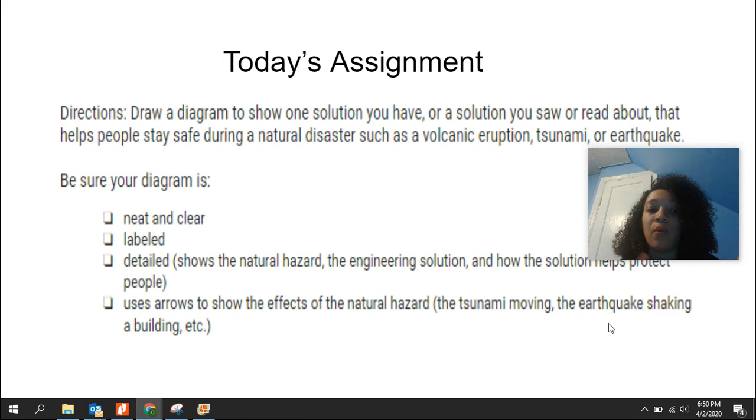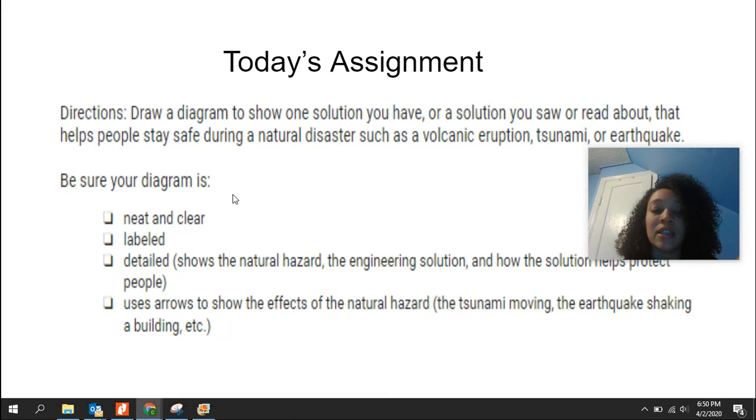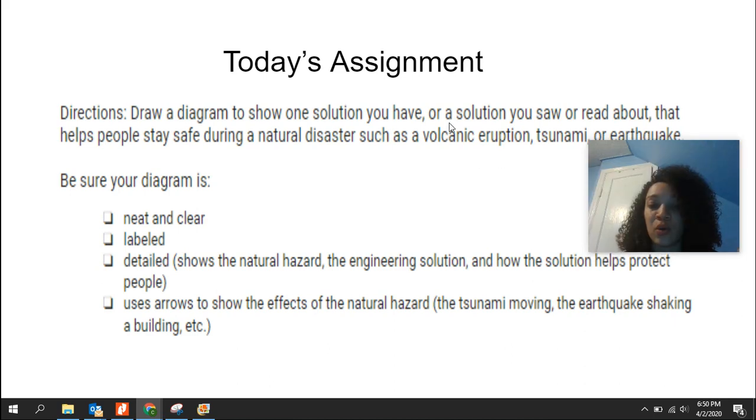It has our criteria for success right here: that it is neat and clear, that it is labeled, that it is detailed, which means, in parentheses right here, that it's showing the natural hazard. It's showing either the volcano erupting, a tsunami with this huge wave going into a town or a city, or an earthquake and how it's affecting that town or city, right? So it's showing the natural hazard, and then it's showing the solution, right?